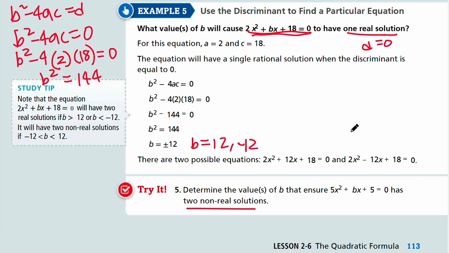So pause the video and see if you can figure this out by yourself, and come back when you're ready for answers.